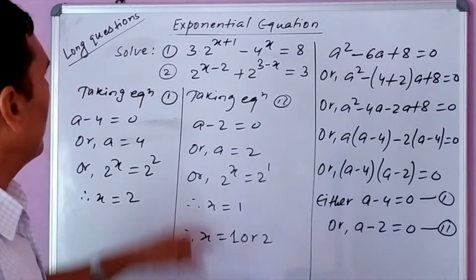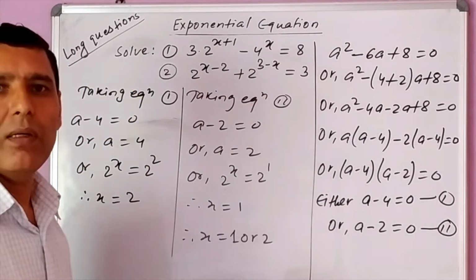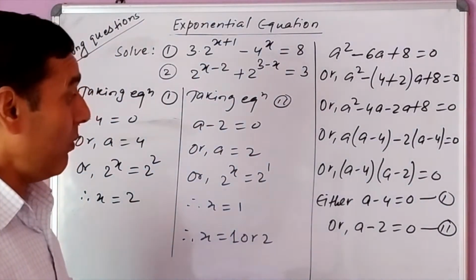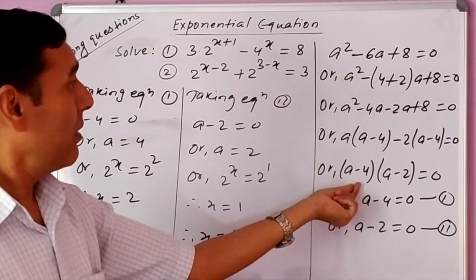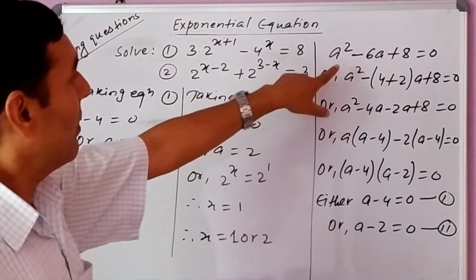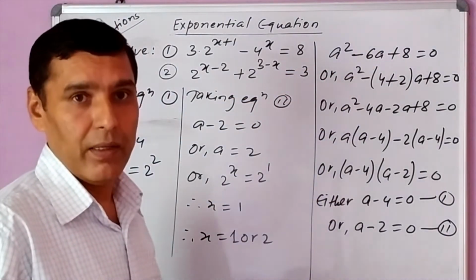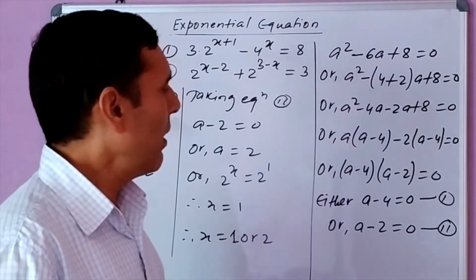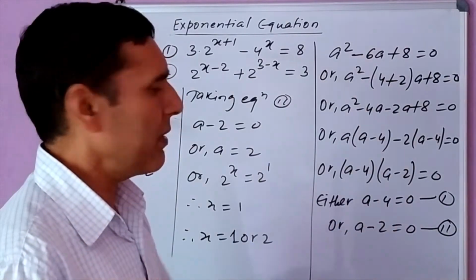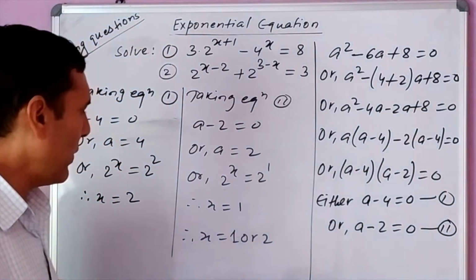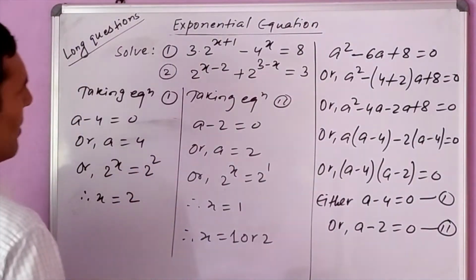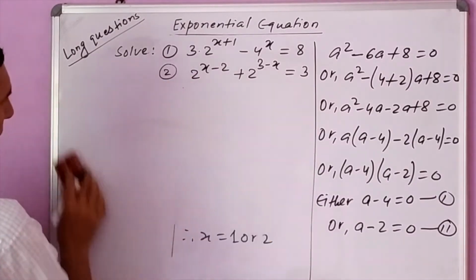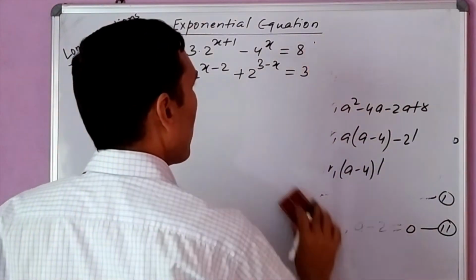One value of x is 2 and another value of x is 1. So in this type of question, generally we get two values of x because it is quadratic in a. After supposing 2 to the power x is equal to a, the equation was quadratic in a. Therefore, obviously we get two factors when the equation comes in the quadratic form. And from the two factors, one by one supposing the value of a, we get two values of x. This is the solution of question number 1. Now we have the second question, question number 2. This also can be done in the same way.